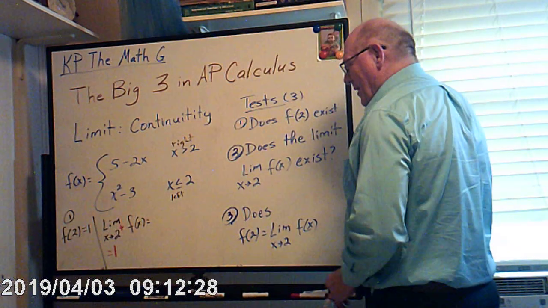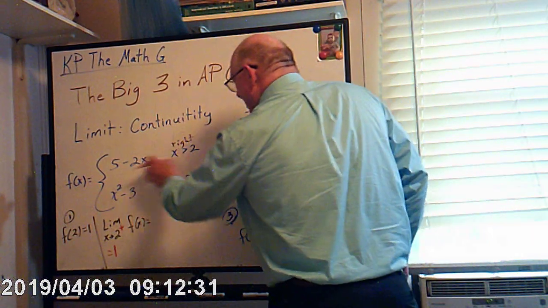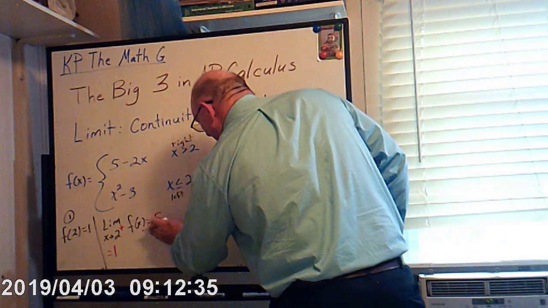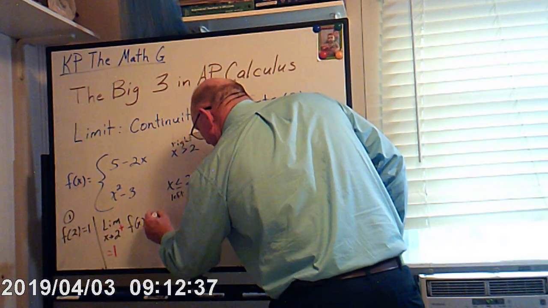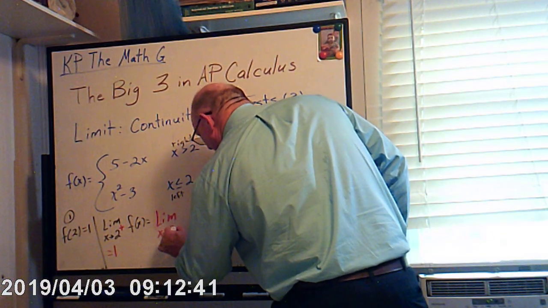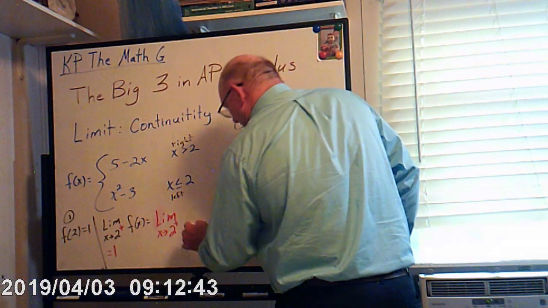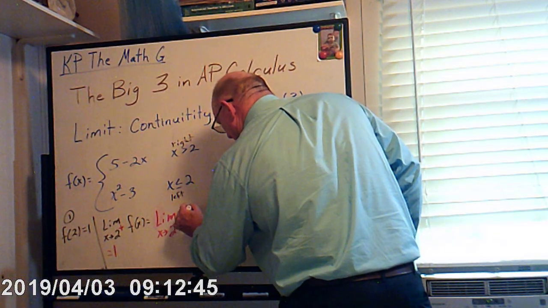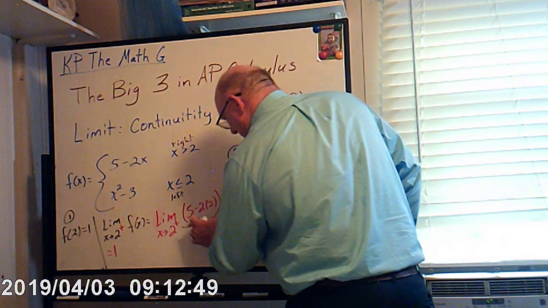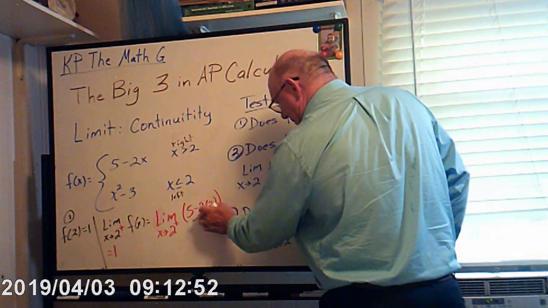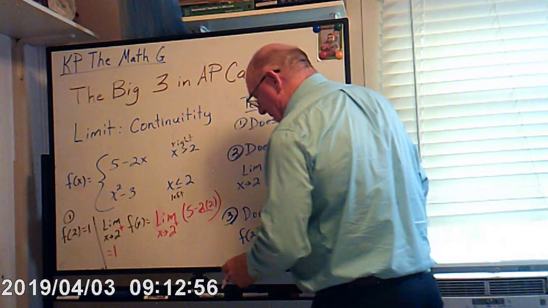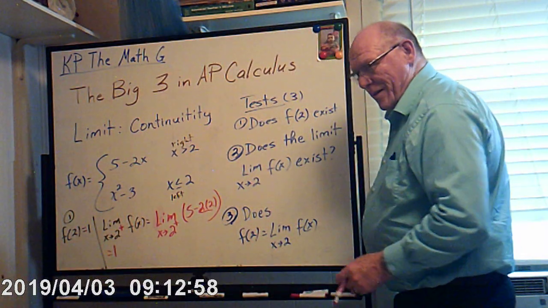It's going to be a plus sign. That's greater than. We're going to use this one. So 5, oh, I don't put limit. The limit as x approaches 2 from the right, 5 minus 2 times 2. Remember you do the multiplication first. Don't do 5 minus 2 to get 3, and 3 times 2 is 6.